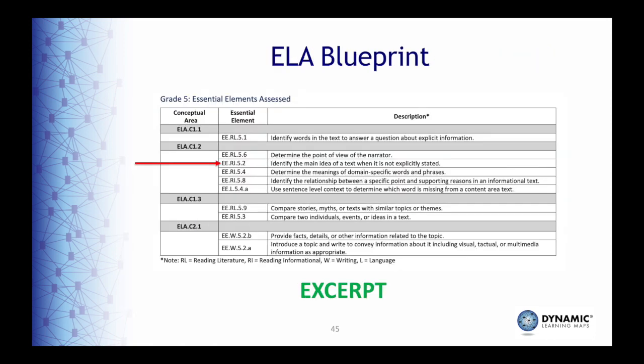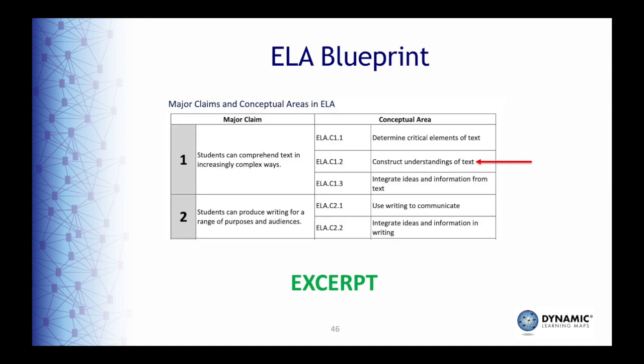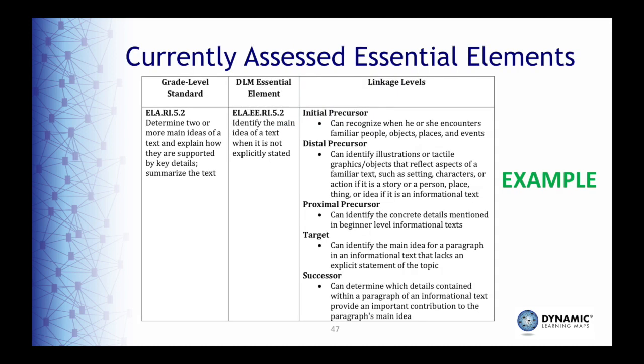Going back to the blueprint for ELA, EE.RI.5.2 falls within Conceptual Area 1.2. Essential elements for Conceptual Area 1.2 all pertain to constructing understandings of text. When the essential element is selected in the currently tested essential elements for ELA, the first page of the resulting PDF lists the general education grade level standard, the essential element, and the linkage levels for the essential element.